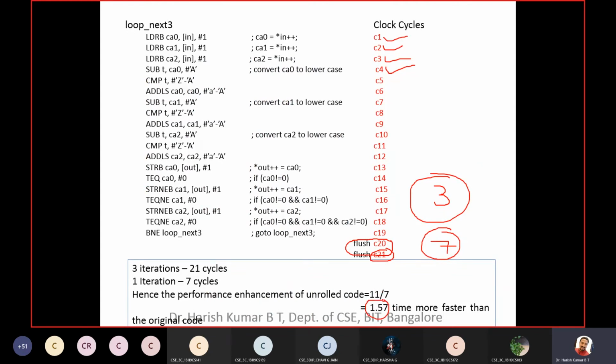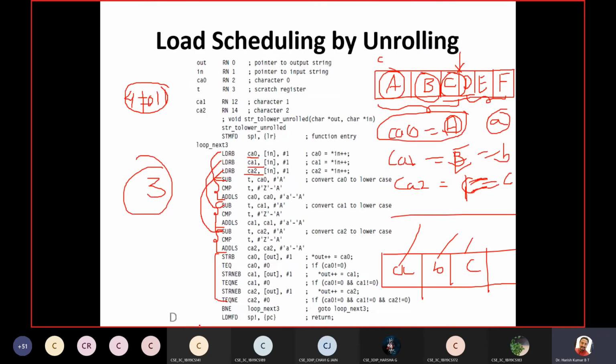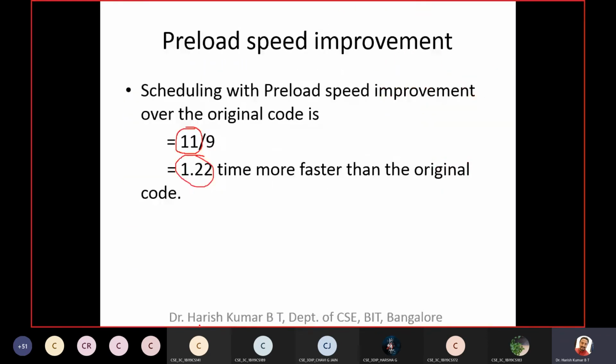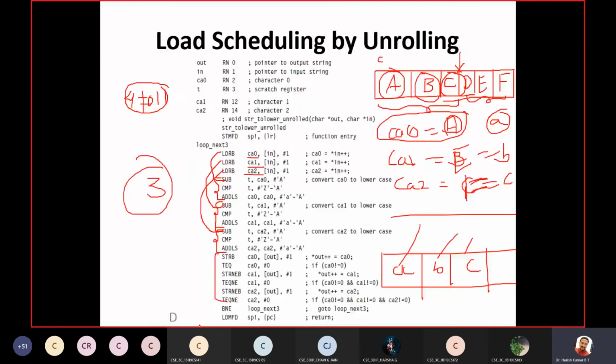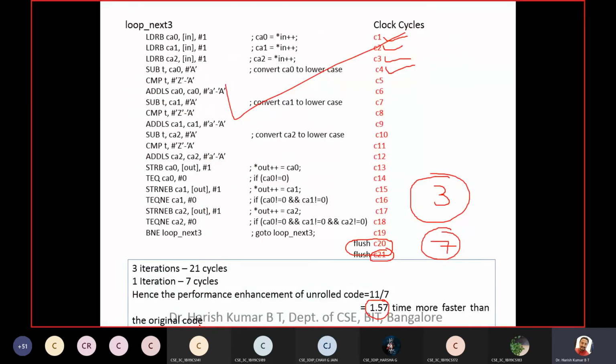Now the performance of this program is 1.57 times faster than the original code. When I applied only the preload, it was 1.22 times faster. Now after I apply the loop unrolling technique, the performance of the program is 1.57 times faster. So 3 iterations in 21 clock cycles, so 1 iteration is taking 7 clock cycles. Hence the performance of the code with the loop unrolling technique is 1.57 times faster than the original code. Is that clear?